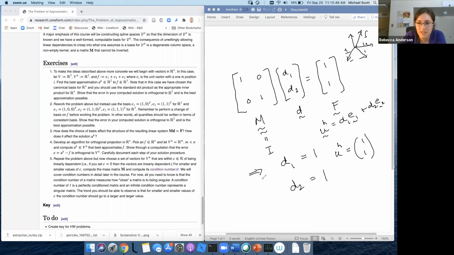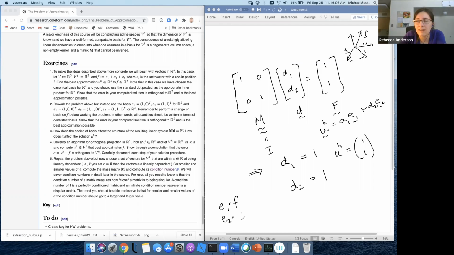So question: earlier, for the F part, you were dotting E1 with F and then E2 with F.